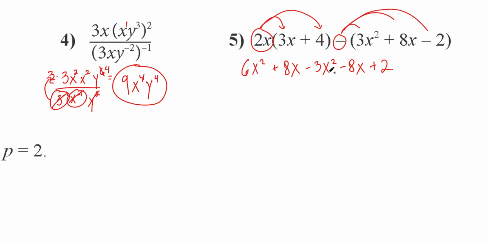6x squared minus 3x squared. We're adding like terms, which is 3x squared. Watch, I like to mark them off. Then positive 8x minus 8x is 0. It's not nothing, it's 0. And then that's what? Plus 2.